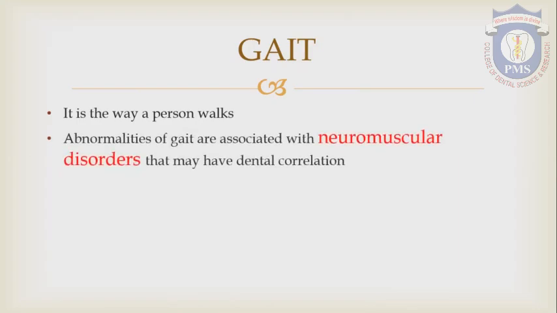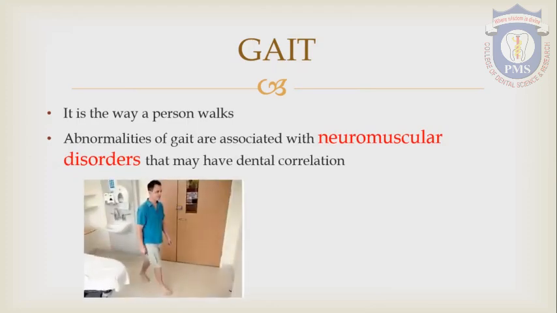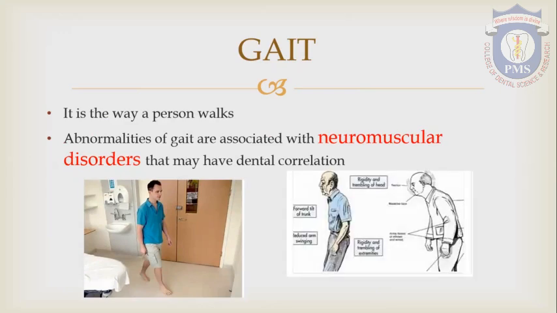Abnormalities of gait are associated with neuromuscular disorders that may have dental correlation. So basically, we can understand a lot by asking the patient to just walk a few steps from your dental chair to a nearby point. So you must do it. You must do it as a part of your examination. Gait is very important. It should be recorded, and it will always give us clues whether the patient is having any neurological problems.